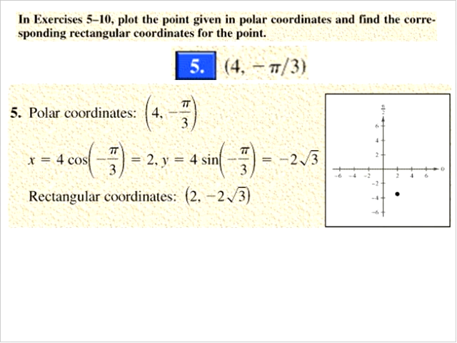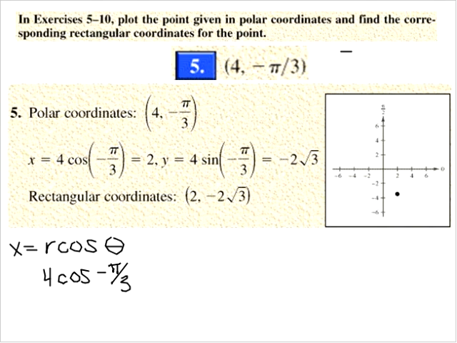Okay, next one. Plot the point given in polar coordinates and find the corresponding rectangular coordinates. So again, the distance is 4, and this time theta is negative pi over 3. So about 4 out, and then negative pi over 3 from the x-axis there. Right, so in polar coordinates, that's what we have. Now let's find rectangular coordinates. So remember that's r cosine theta. So let's start with the x. So 4 cosine negative pi over 3.